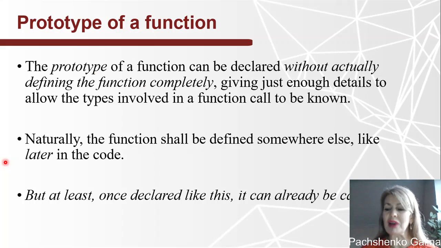The prototype of a function can be declared without actually defining the function completely, giving just enough details to allow the types involved in the function call to be known. Naturally, the function shall be defined somewhere else, like later in the code. But at least once declared like this, it can already be called.